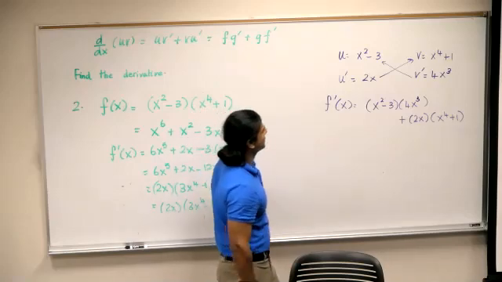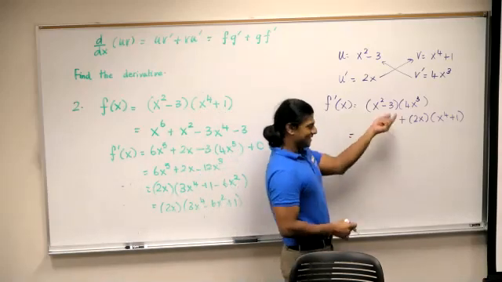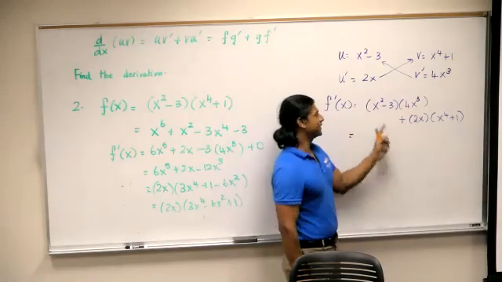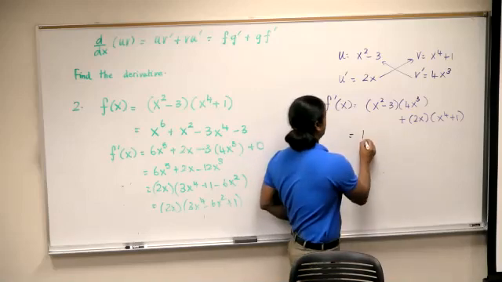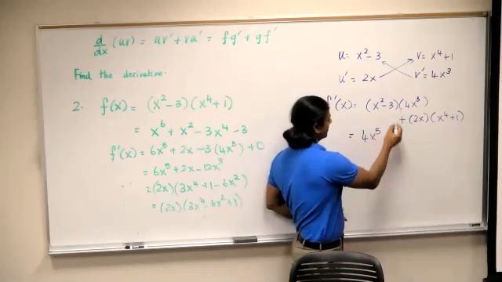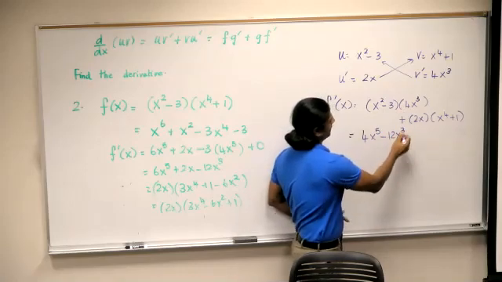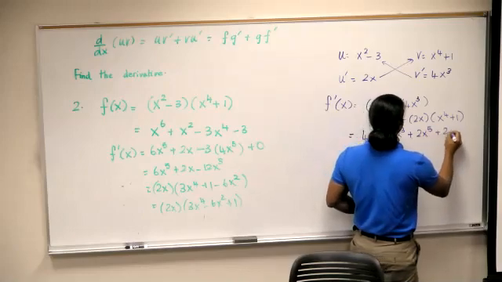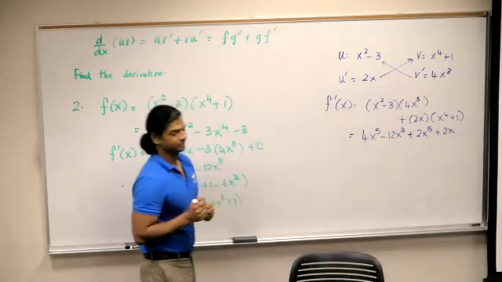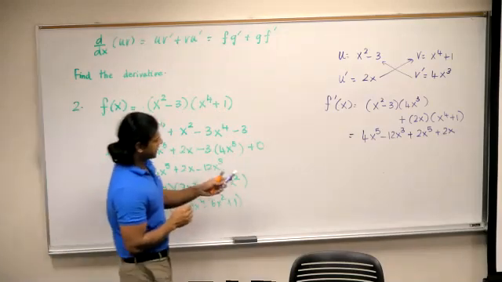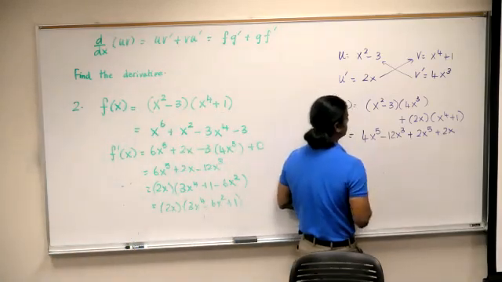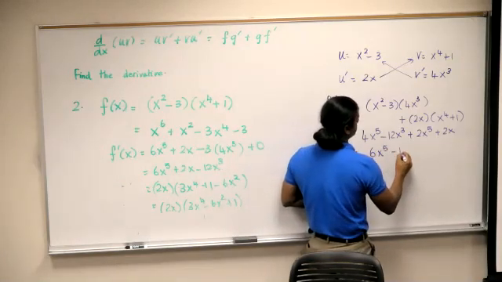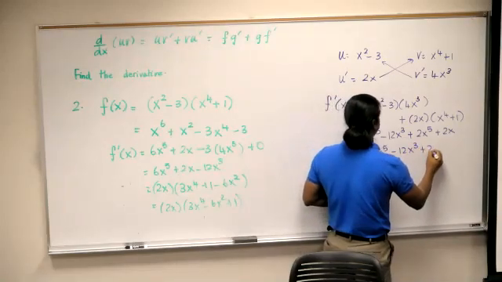See, there is a 4x raised 5 that's got 4 parts. So 4 times x cubed multiplied by x squared is 4x raised 5, minus 12x cubed, plus 2x raised 5, plus 2x. I can combine 4x raised 5 and 2x raised 5: 6x raised 5 minus 12x cubed plus 2x.